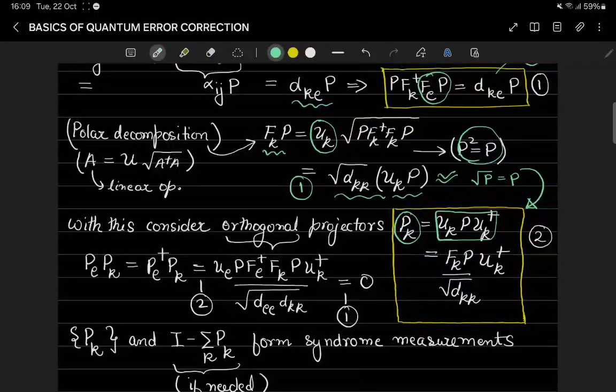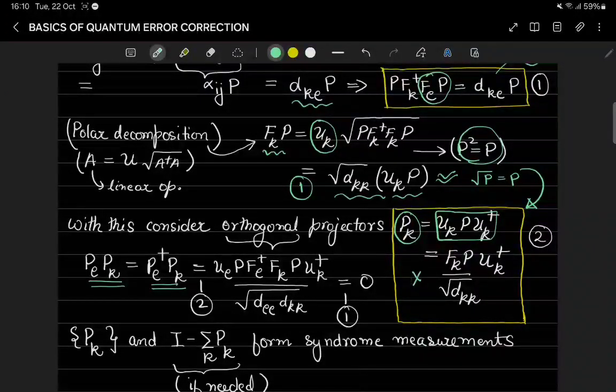Now let's come to the fact that these are orthogonal projectors. This means I am rotating my code space into error spaces which are orthogonal to each other, so that I can correct them using the inverse of U_k. So P_l P_k is P_l† P_k. This is simply the property of the projector operator.